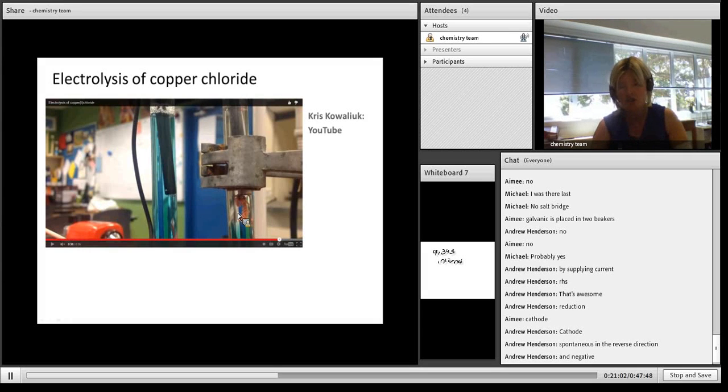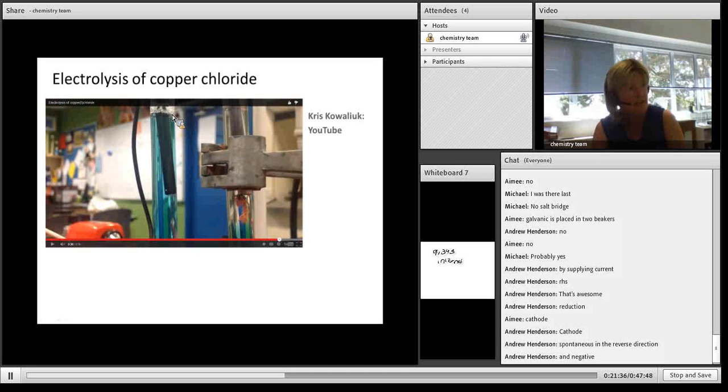Remember that triangle I did of macro, the observations. You must make sure you give detailed observations. You've got to give the micro, so what's happening at particle level. The copper ions are depositing onto the cathode and gaining electrons to form copper metal. And then the final thing is the model. So you give all your E-cell equations, your reduction half and oxidation half equations. So you must make sure you have all those three bits in it.